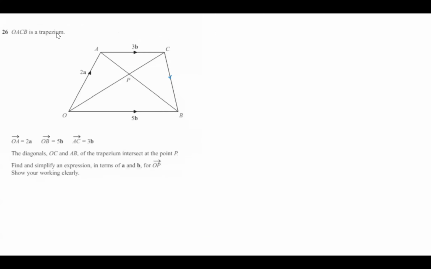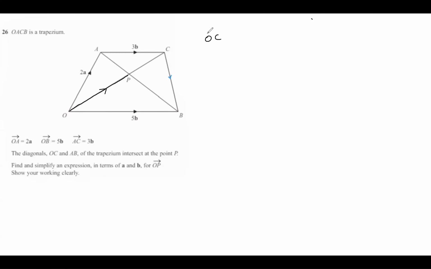And now let's have a go at this question over here. It says, find and simplify an expression in terms of a and b for OP. So we need to find the vector OP here. What's going to be our starting point with this question? Well, OP, this vector here, is some multiple of OC, and OC we can definitely find.